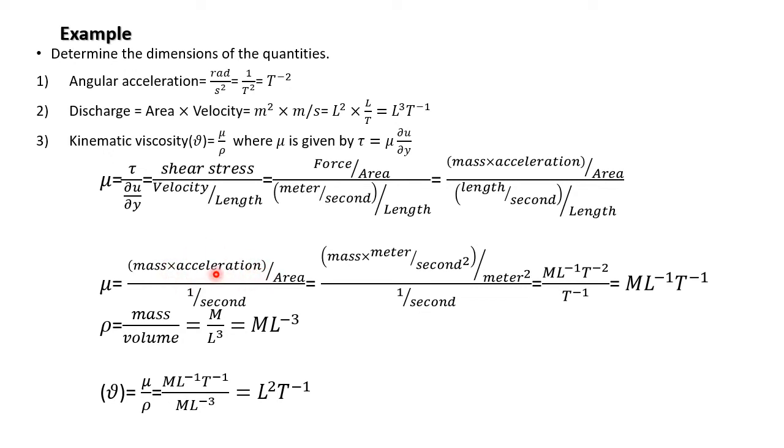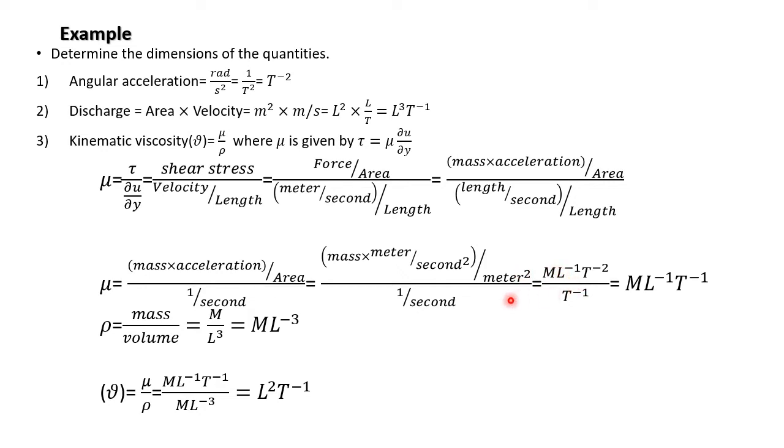Acceleration unit is meters per second square. So mass into meters per second square, divided by area. What is the unit of area? Area is meter square, so meter square is written here. So now we have got all the terms in primary dimension.